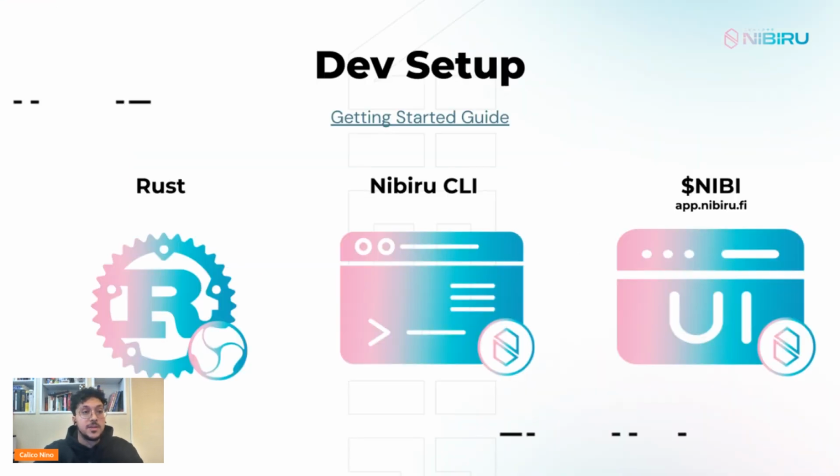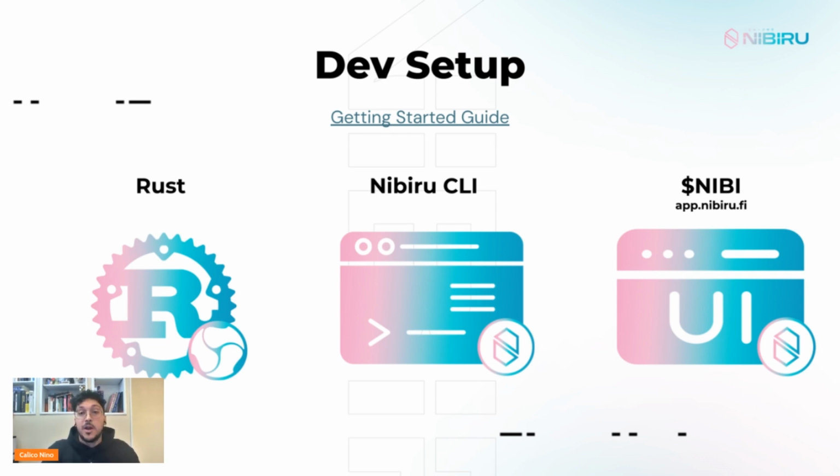Now for the dev setup. To enable yourself to use CosmWasm, you need three things, ideally: Rust, the Nibiru CLI, and some NIBI tokens to deploy and to interact with your contracts. We'll go through the setup for all three at the end of the demo, but just to let you guys know that you need only these three things to set it up.